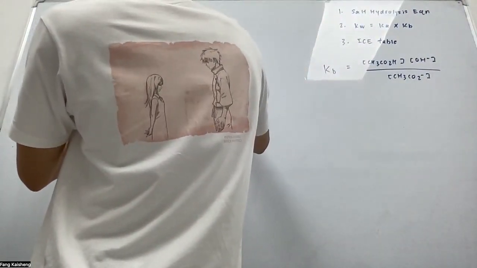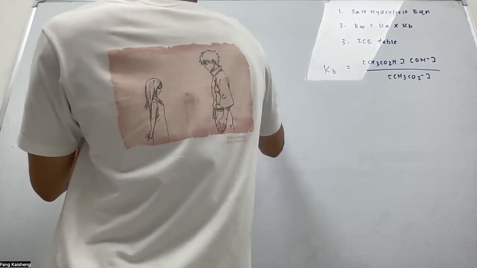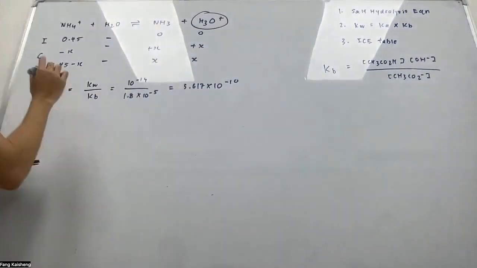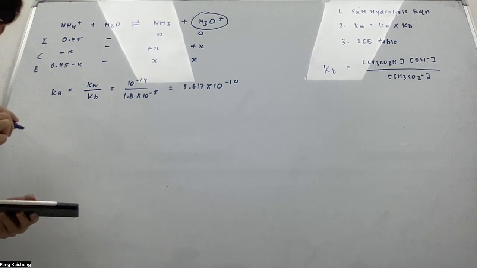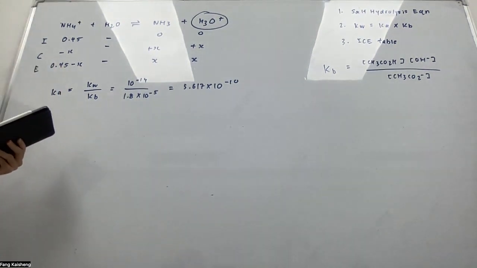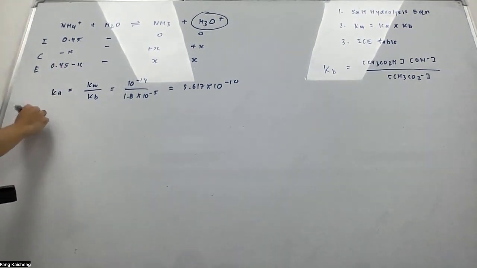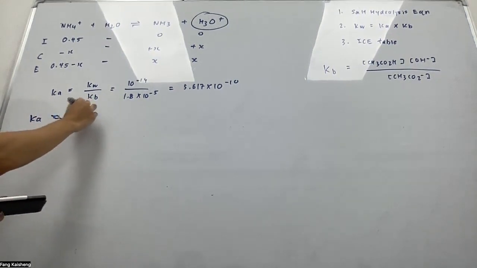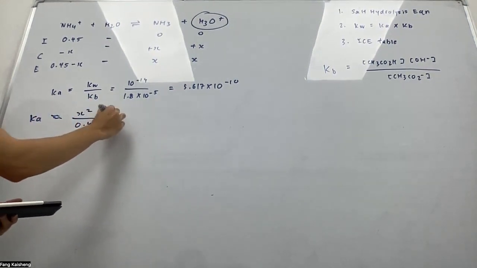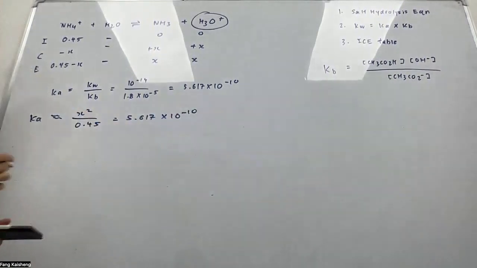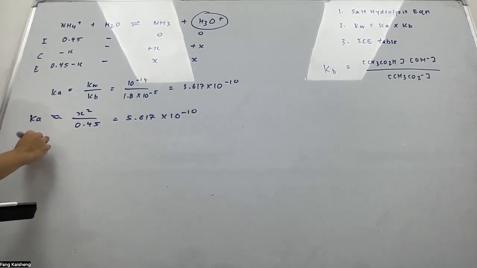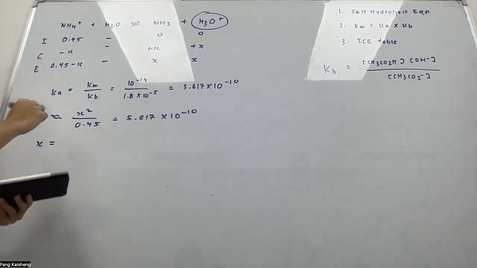So 5.617 times 10 to the power minus 10. Wait, substitute, sorry. Negative log term. Okay, so guys, take a look up. The KA, you should assume it already to be x squared over 0.45. Equate this to your KA value. It answers 4.8. What do you get, Sanjay?